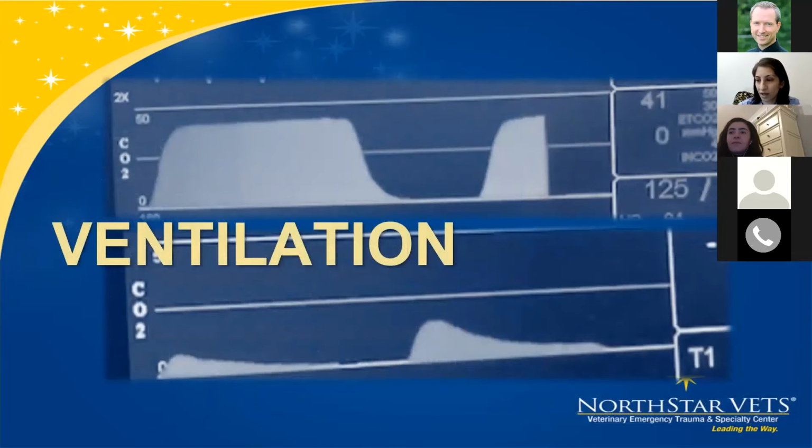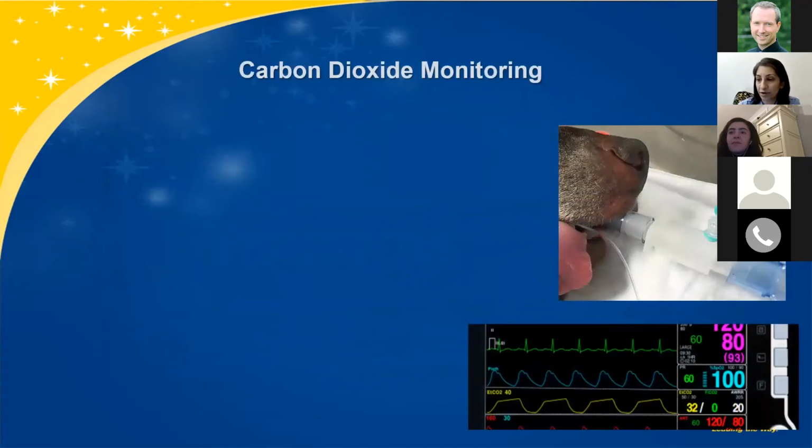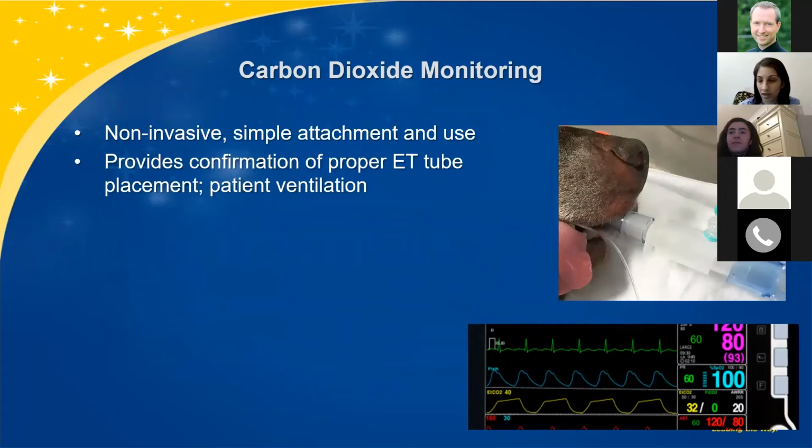All right. With ventilation, monitoring is primarily through measurement of your end-tidal carbon dioxide. And this is a non-invasive, simple attachment that can be put onto the patient end of the endotracheal tube. It provides confirmation of correct tube placement in the trachea and adequacy of that patient's ventilation.